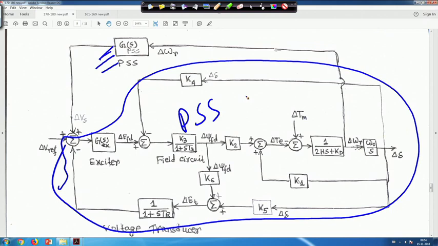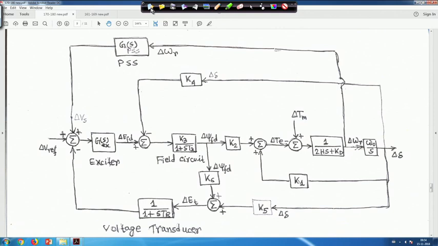Now, if we put in the power system stabilizer, then this signal is coming here, and the output of the stabilizer is the signal delta Vs, which is here. This is delta V reference, this is my exciter, and the rest of the block diagram remains the same. The only thing is that this delta Vs is an additional signal coming here. The rest of the things are okay.